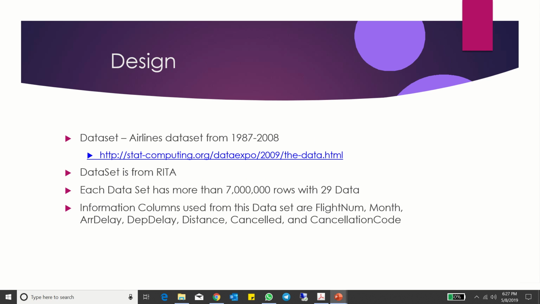Now the design. We used the airlines dataset from 1987 to 2008. Here is the link, and the dataset is from RITA. Each dataset has more than 7 million rows with 29 data fields separated using commas. Information columns used from this dataset are flight number, month, arrival delay, departure delay, distance, cancelled, and cancellation code.